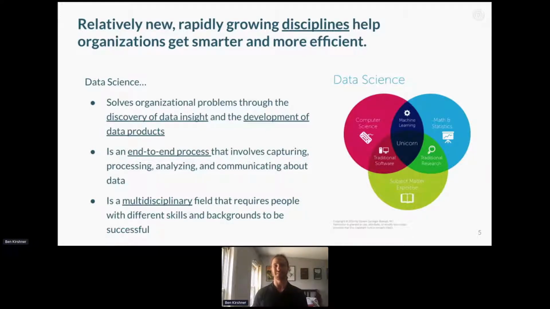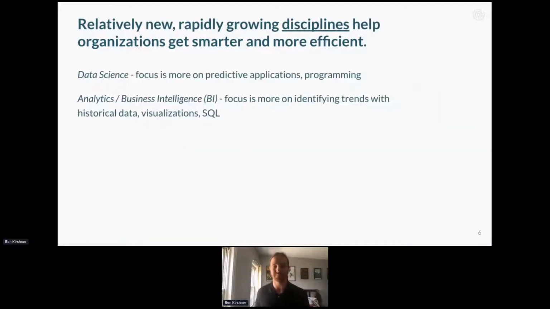The session on building data science capacity a little bit later will cover a lot more detail around this, as well as what different roles are pertaining to data science. But I think it's helpful to keep these things in mind as we go through the buzzwords, particularly development of data products, discovery of data insights, multidisciplinary field, and end-to-end process.